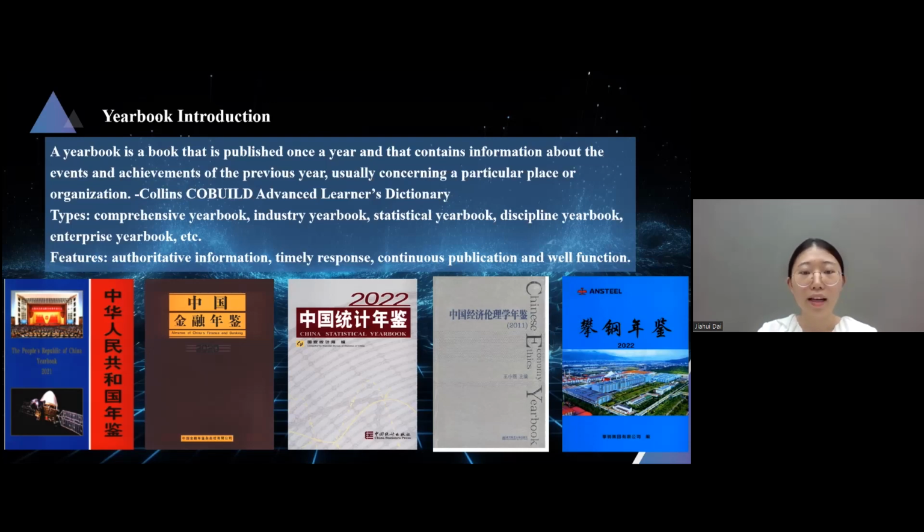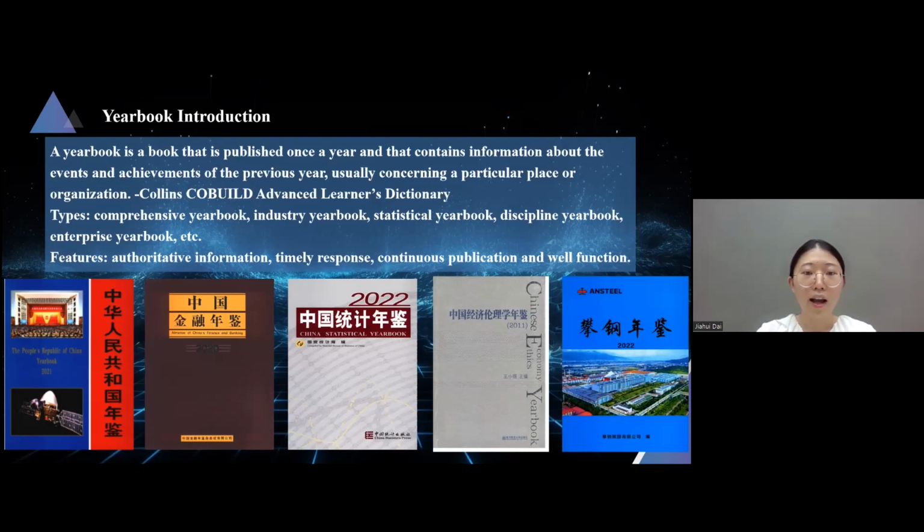It can be seen that yearbooks have the following characteristics. Firstly, their information is authoritative. They are compiled by national or local government departments, scientific research institutions, societies, and other units. So their information is very authoritative and authentic.